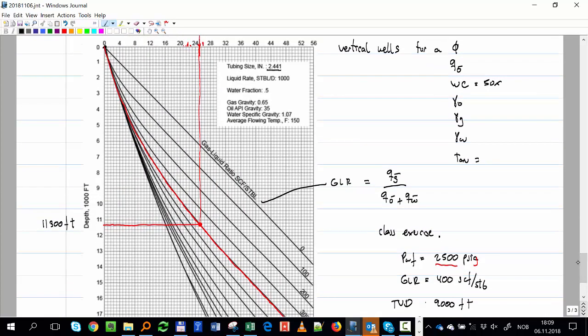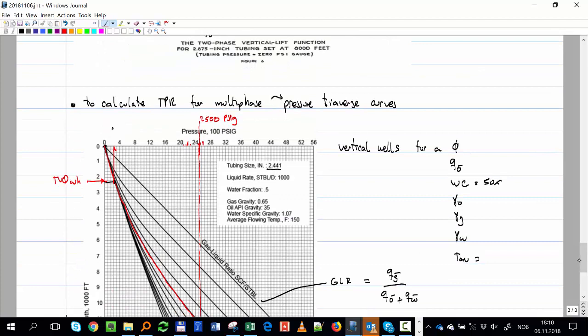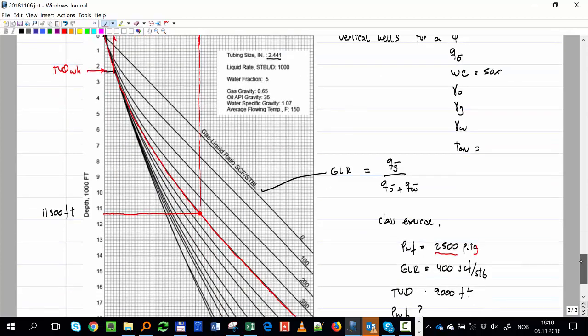I go to 2,300, which is here, and I intersect that curve. So that's the TVD of the wellhead, 2,300, and then I go and I read the wellhead pressure. Okay? It's not so simple to understand, so it's okay if you're feeling confused. 300 psi-g.